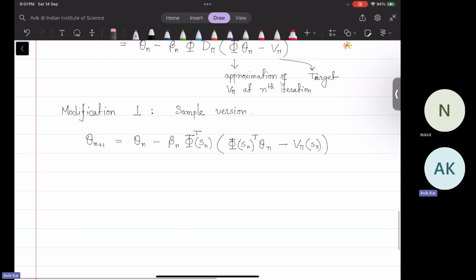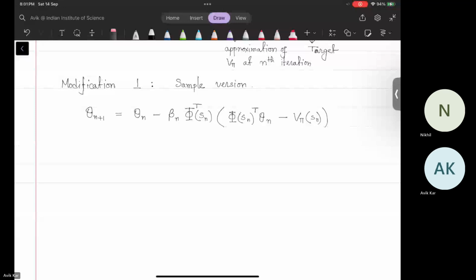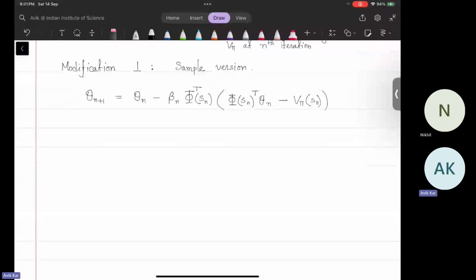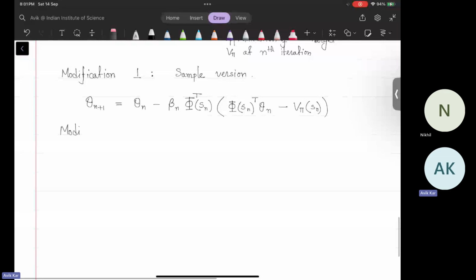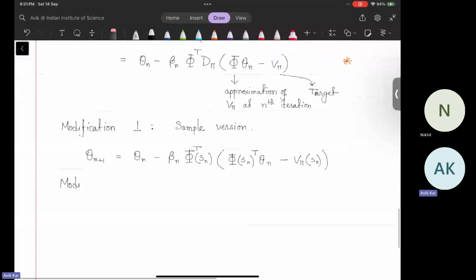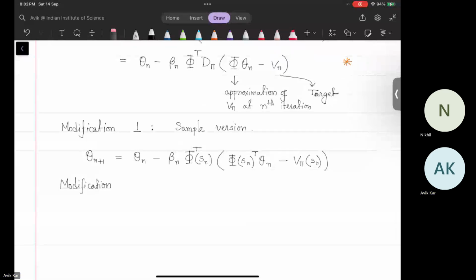But now modification two. When you change your gradient descent to a sample version, what do you call it? We call it stochastic gradient. So this is exactly what SGD is. We do not take the expectation, rather we work with samples. Modification two: eliminate phi pi.